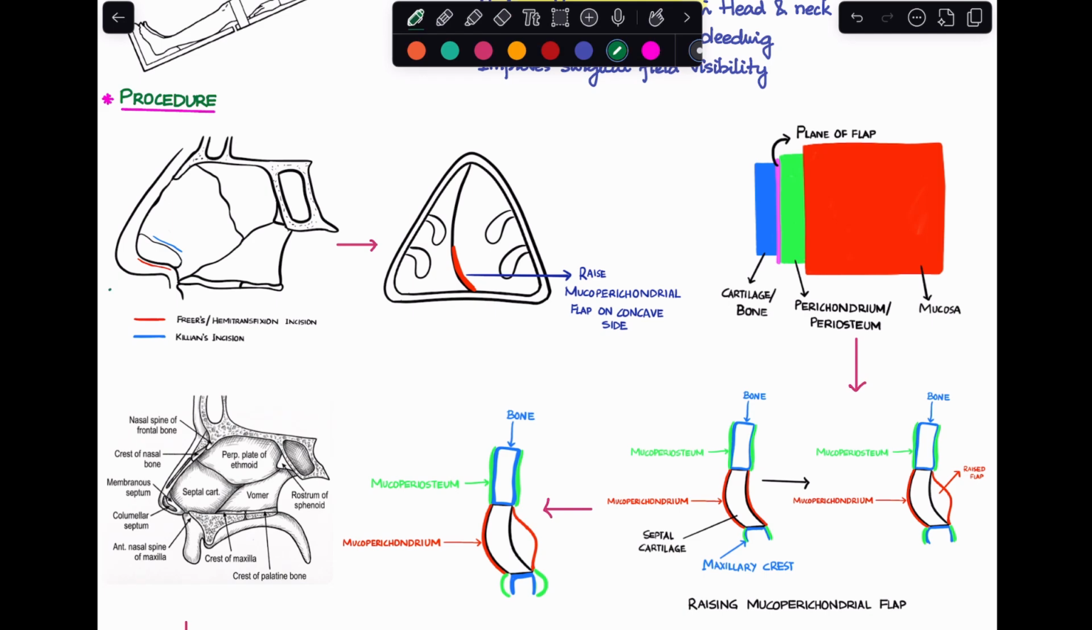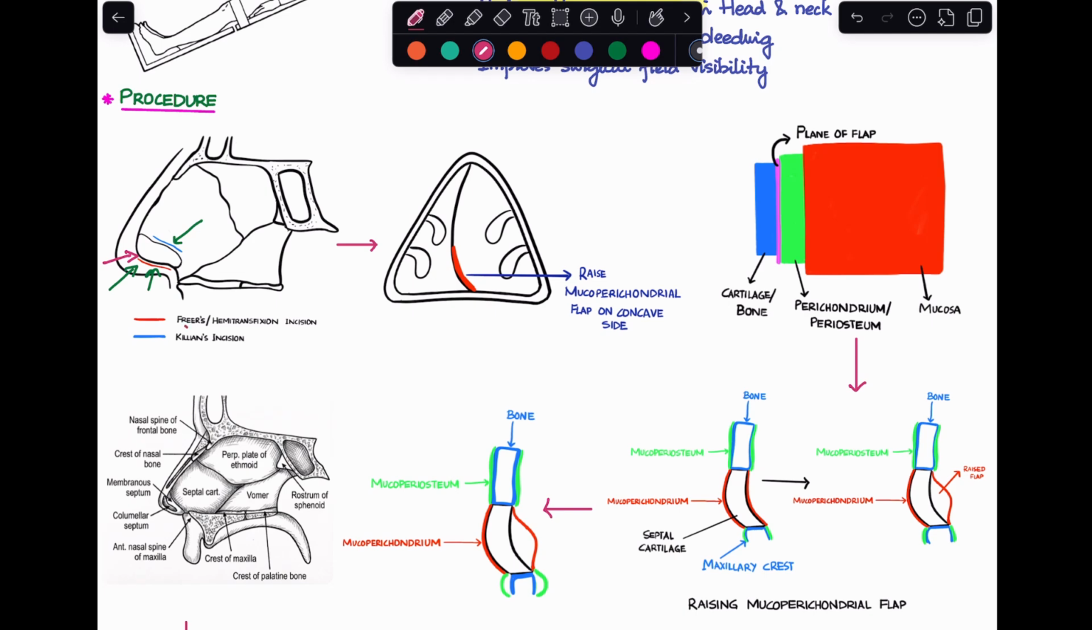Now, if we look at the first image over here, this is where the Freer's incision is placed, and the blue line indicates where the Killian's incision is placed, which is another common incision used. Freer's incision is also known as the hemitransfixian incision. Now, what is this incision exactly? This is given exactly at the caudal border of the septal cartilage, and only on one side, usually on the concave side of the deviation.